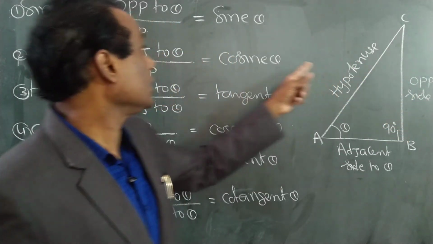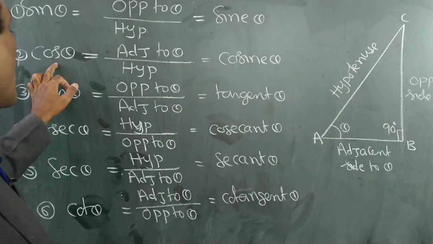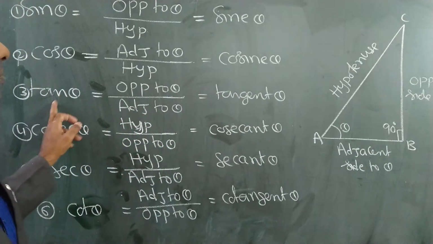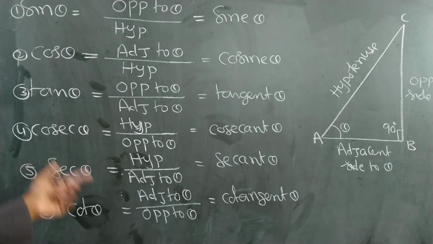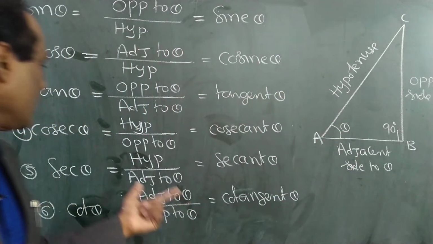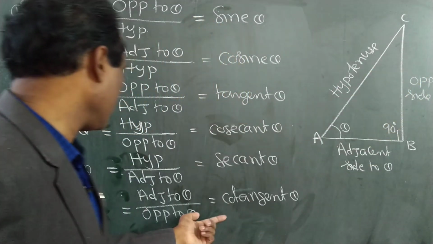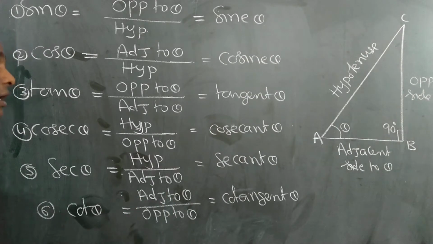Opposite by hypotenuse is sine. Adjacent by hypotenuse is cos. Opposite by adjacent is tan. Hypotenuse by opposite is cosecant. Hypotenuse by adjacent is secant. Adjacent by opposite is cot. So these are the 6 trigonometric ratios.